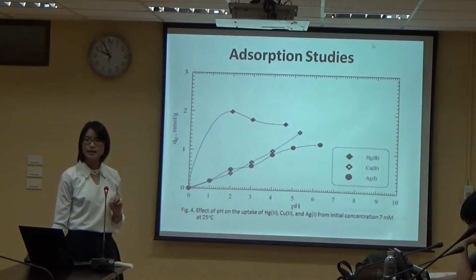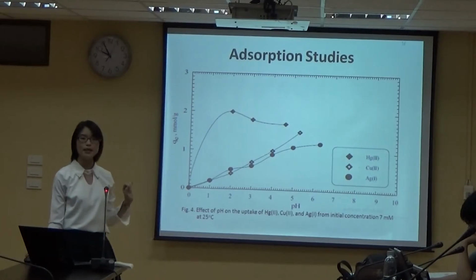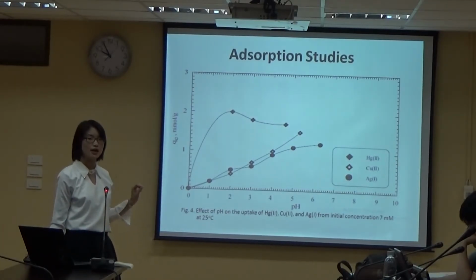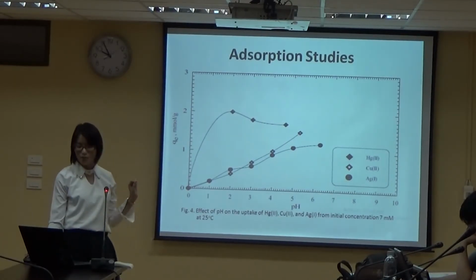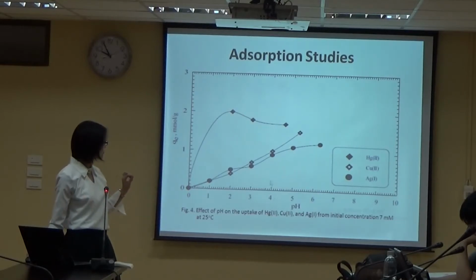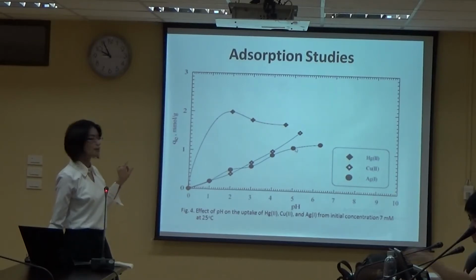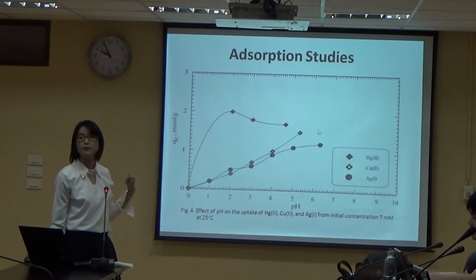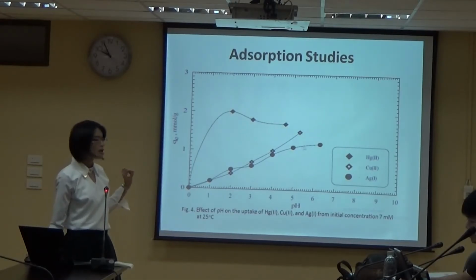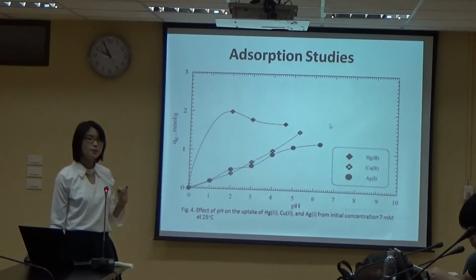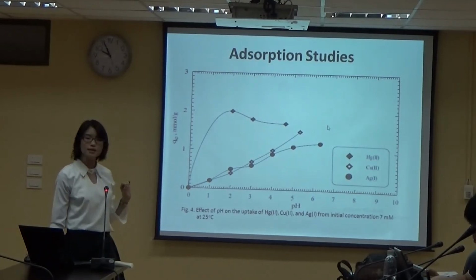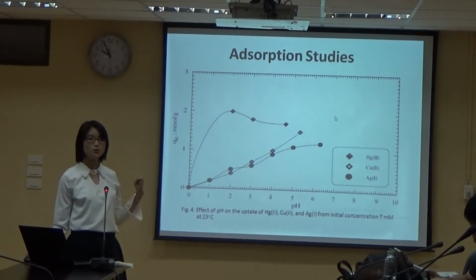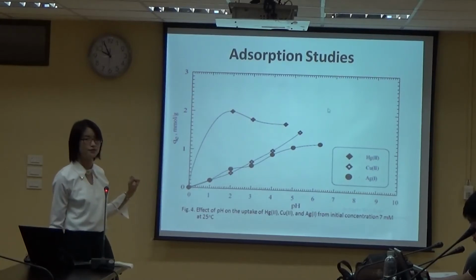And the second study is the adsorption studies. This curve represents the effect of pH on the uptake of these three heavy metal ions. And you can observe that the curves of copper and silver exhibit a similar trend, with increasing uptake as the pH increases. This is maybe because of the mechanism of complex formation between the nitrogen lone pair of electrons and the heavy metal.